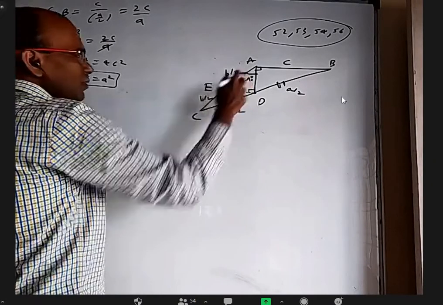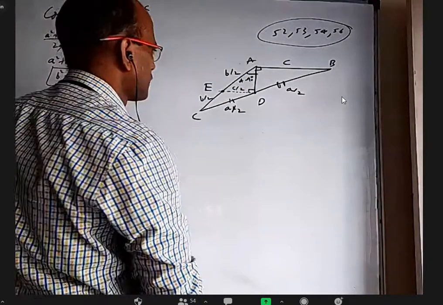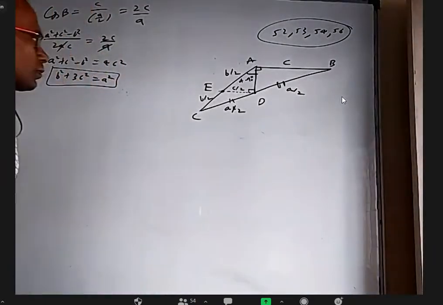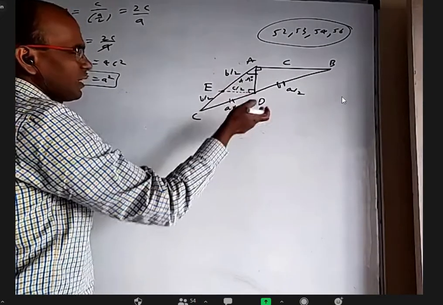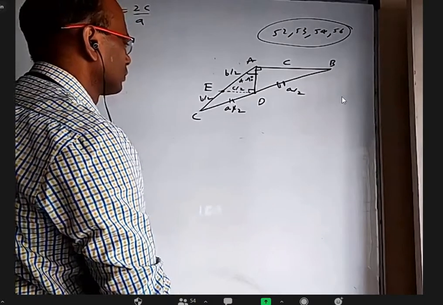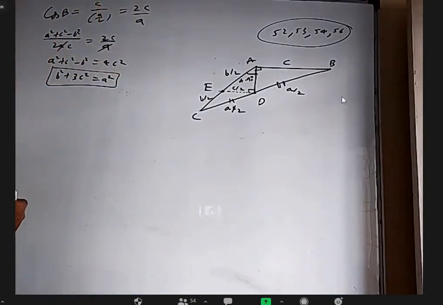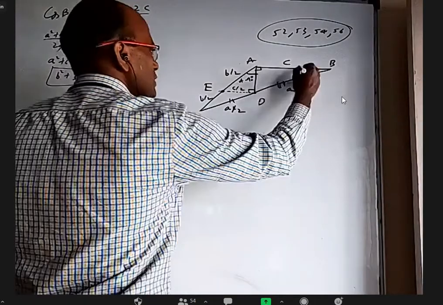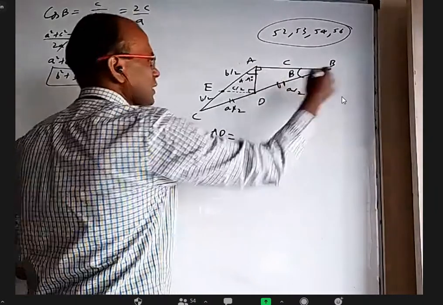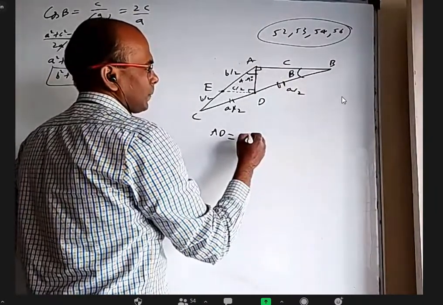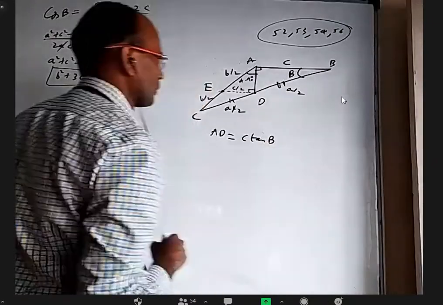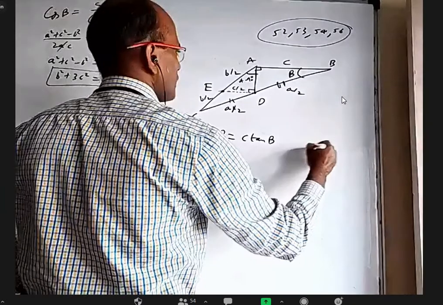If I take tan of this angle, opposite side, I can find the AD length, but I'm not interested in AD. Or shall I find AD in 2 different ways? This is B. I can find the AD length from this triangle as c tan B. This is from triangle ADB.